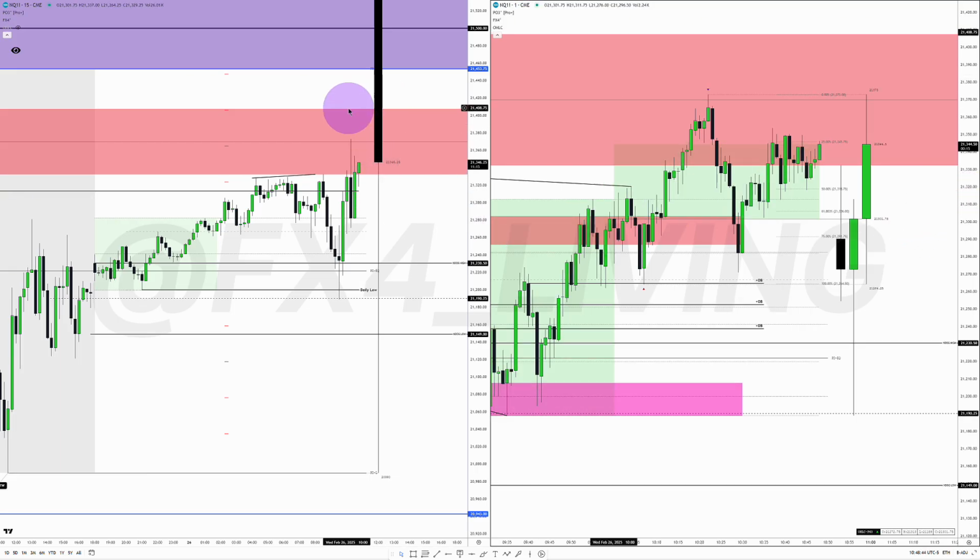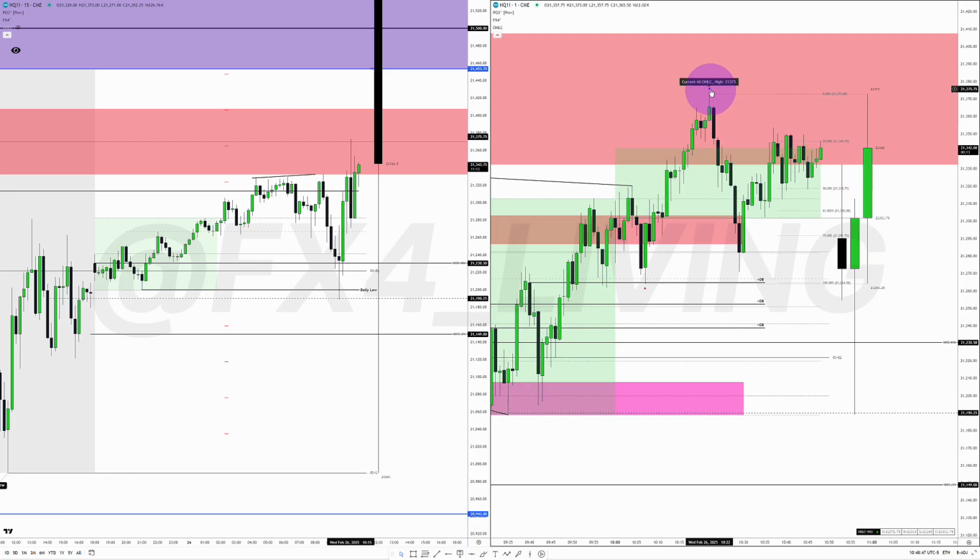Now, that looks good for the buy side again, right? That fractal right here.